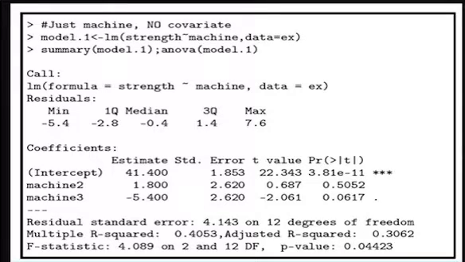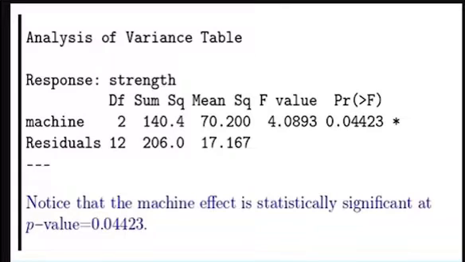Now, what has happened here? We've looked at the effect of machine on the strength without taking into consideration any covariate. What have we done here? This is one-way analysis of variance. I'm going to say that again. This is one-way analysis of variance.